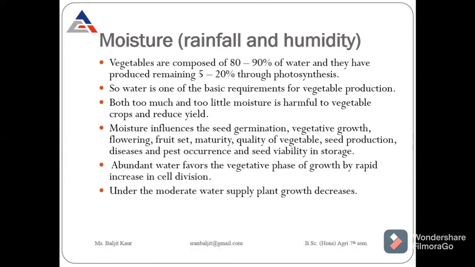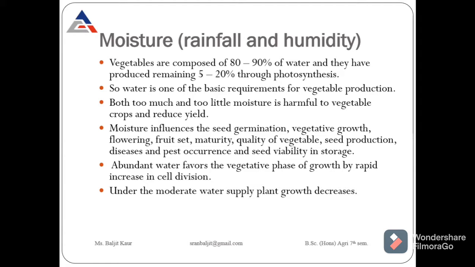When we talk about vegetables, these are composed of 80 to 90% of water. So water is a basic requirement for vegetable production, right? Even if too little moisture is present for vegetable production, or too much water is present, both too little and too much are harmful for the vegetable crops, even for the germination and for the growth, and it also reduces the yield.